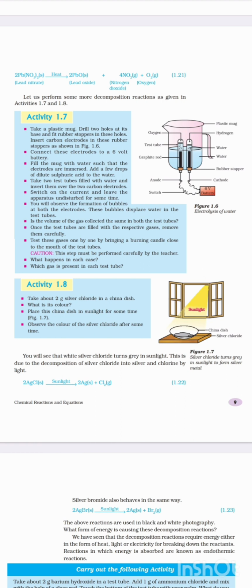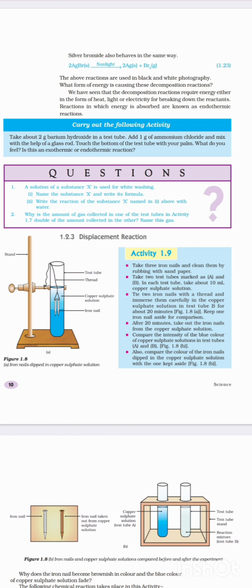We'll start displacement reaction next. Okay, before going to displacement reaction, let's see the two questions given above. A solution of substance X is used for whitewashing. We have just seen what is used for whitewashing? Yes, calcium hydroxide. Name the X and write its formula, write the reaction for the substance. This calcium hydroxide, when reacted with carbon dioxide present in the atmosphere, forms calcium carbonate that is responsible for the shiny appearance of the wall.